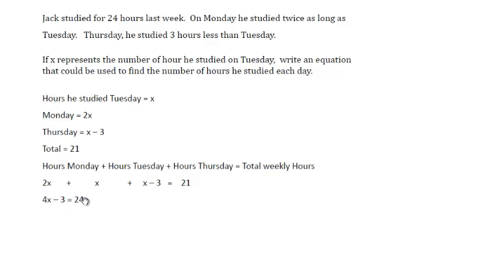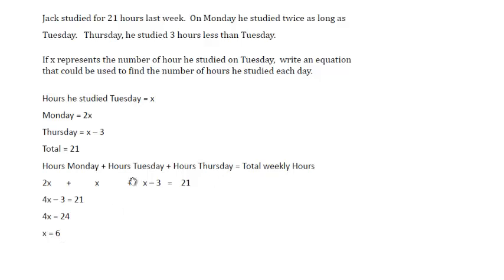Please note on your paper that 24 should be a 21. And here I have corrected it. 4x minus 3 has to be 21. And now when we add 3 to both sides, we do get 24. Divide both sides by 4 to get x equals 6.